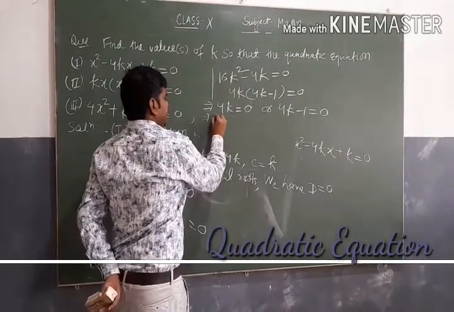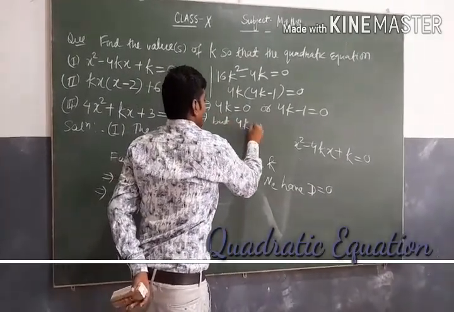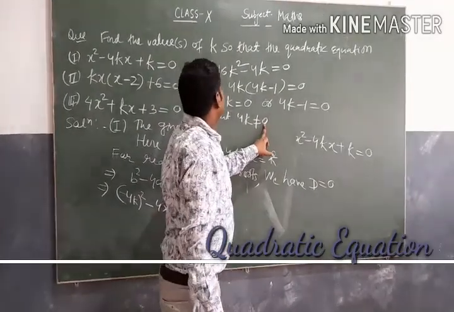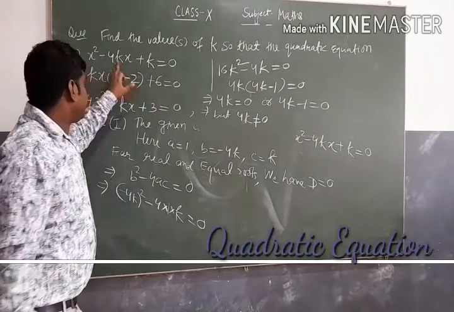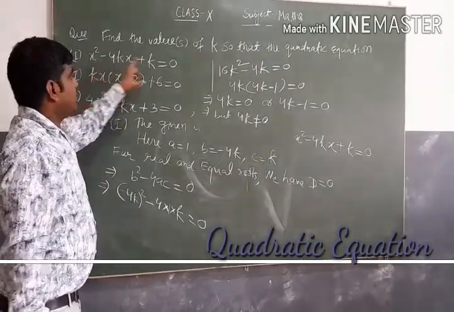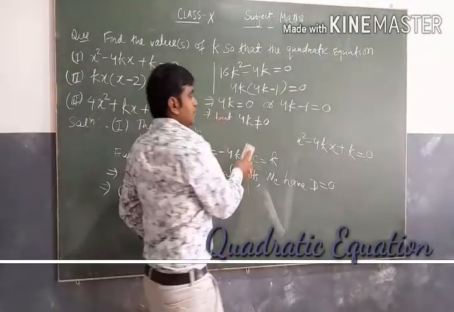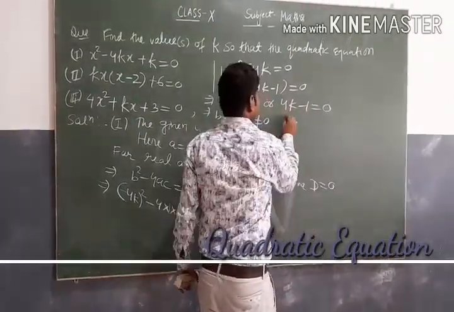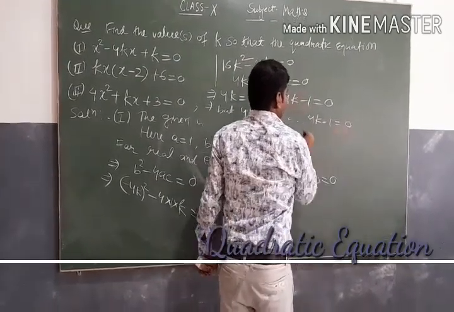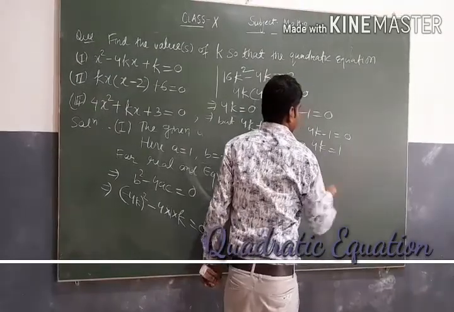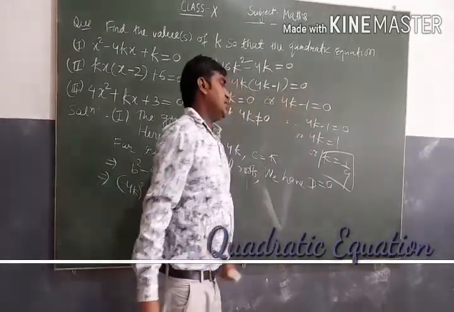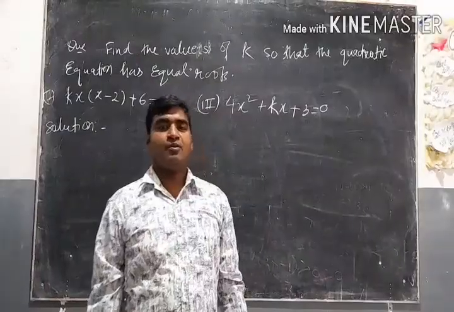But we know that 4k is not equal to 0, because if 4k is 0, it means k is equal to 0, and whenever k is equal to 0, then it becomes x square equal to 0. So it is not possible. So here only 4k minus 1 equal to 0, or 4k is equal to 1, or k is equal to 1 by 4. So our solution is k is equal to 1 by 4. Thank you. Question number 2.